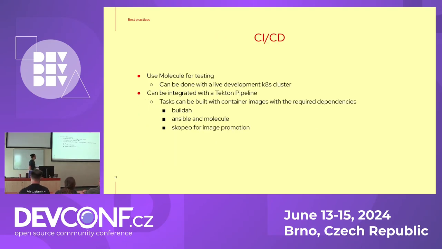As I said, for CI/CD, you can use Molecule. This is a recommended way for testing the operator. You can also do some tests locally. That's not an issue. And obviously, you can do a lot of integration, including Tekton pipelines. That's what I did at most of my customers, where you build and create your container, having Ansible and Molecule for the testing, and then Skopeo for the image promotion across different container registries.